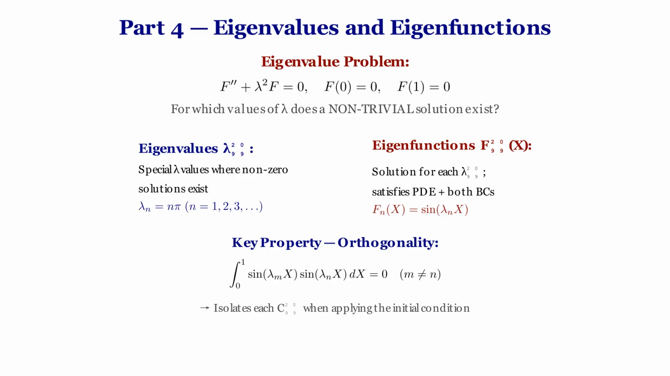Another key property of eigenfunctions is orthogonality. Two different eigenfunctions fm and fn are orthogonal. Their integral product over the domain is 0 when m is not equal to n. This orthogonality property is what lets us isolate each coefficient cn when we apply the initial condition. Think of it like Fourier series: each sine function is orthogonal to all others.